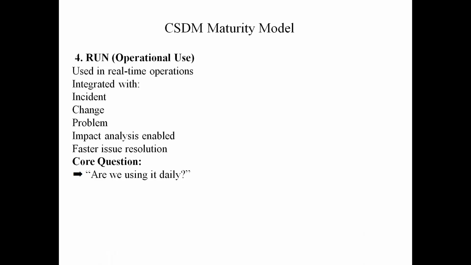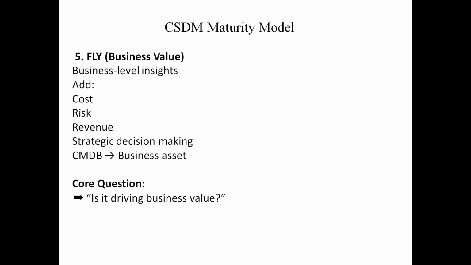Next, the final stage, the fifth one, fly, the business value stage. In this fly stage, we achieve business insights. Now we can analyze cost, risk, and revenue. This helps in strategic decision making. At this stage, the CMDB becomes a business asset. If an application goes down, we can calculate how much business loss happens. So at this stage, we ask: is it driving business value?